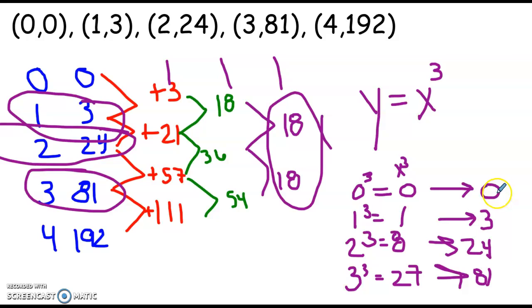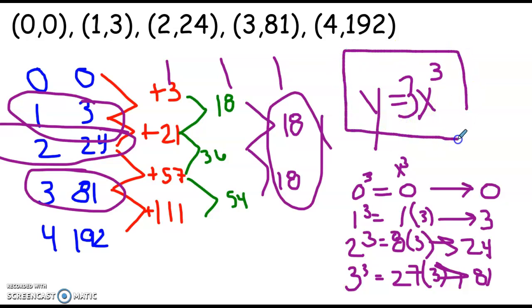So I have to figure out what I have to multiply by. So I ask myself, I'm at 1, I need to be 3. 1 times what is 3? Well, that would be 3, right? I'm at 8, but I need to be 24. Well, 8 times 3 is 24. 27 times 3 is 81. So here we are multiplying by 3. Y equals 3x cubed. And that is lesson 4-3.